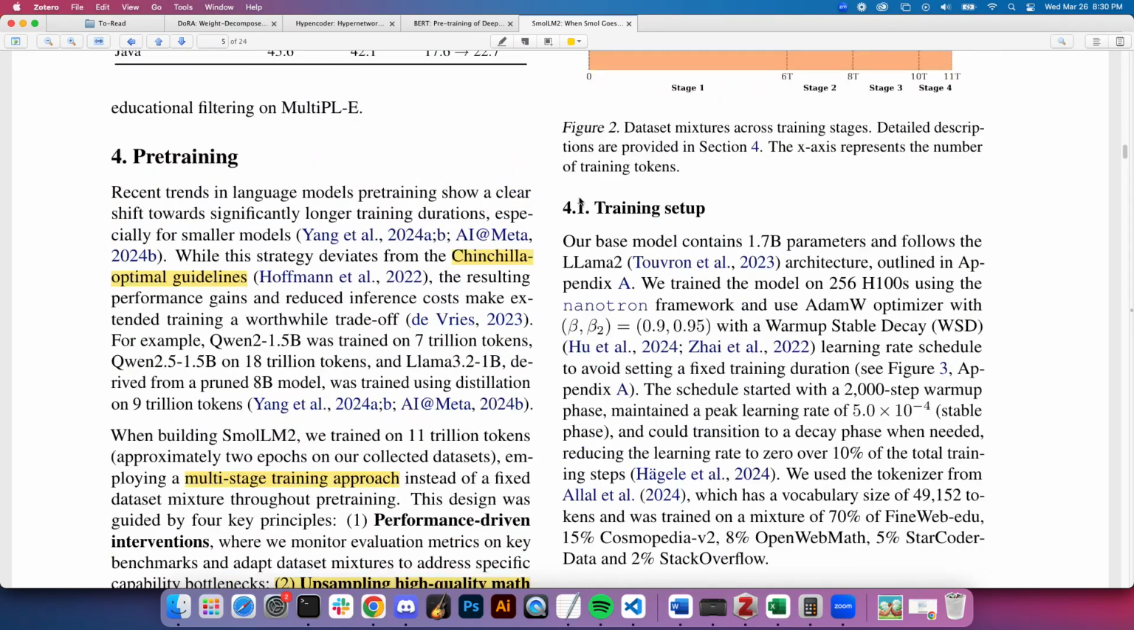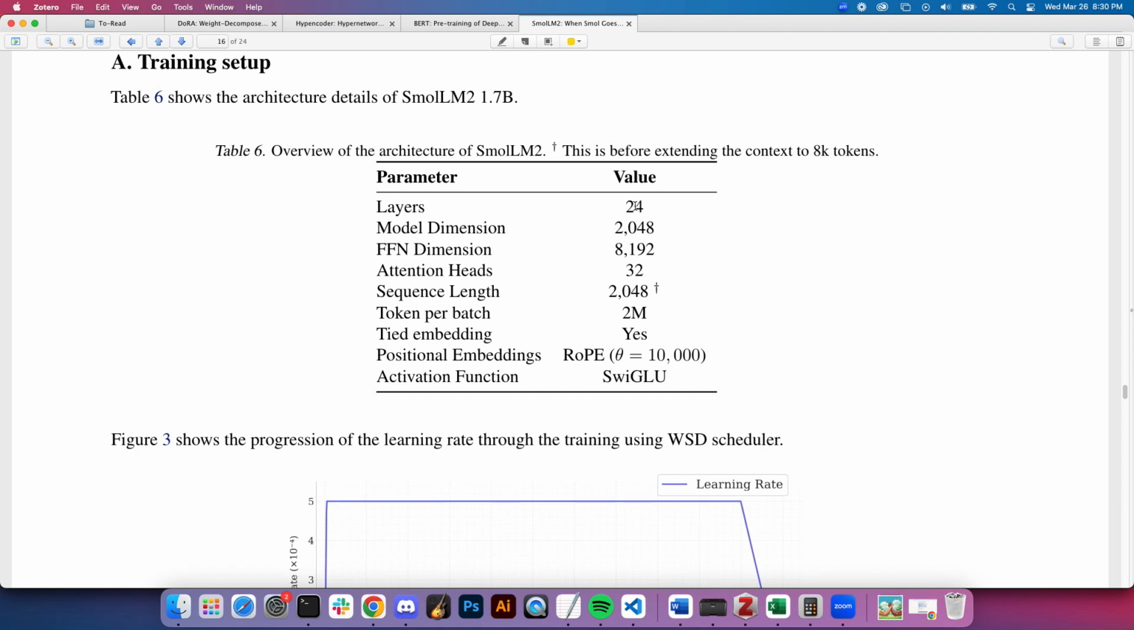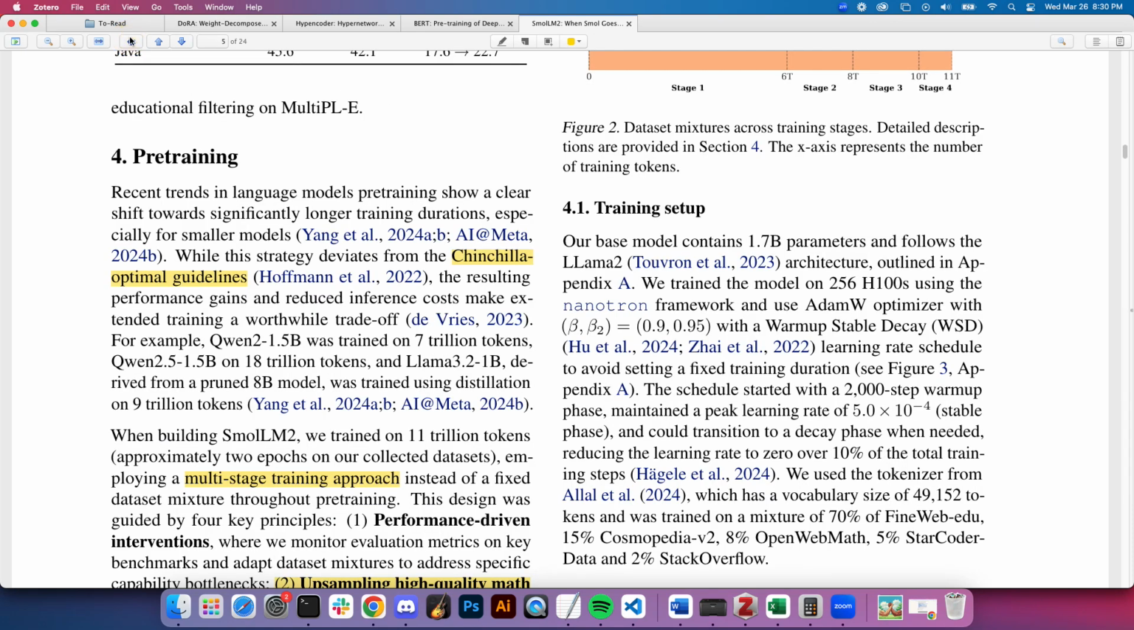Okay, great. Training setup. All right, Llama 2. So look at Appendix A: 24 layers. So that's just there for reference. We trained the model on 256 H100s using the Nanotron framework. They use AdamW with a warmup-stable-decay learning rate schedule to avoid setting a fixed training duration.